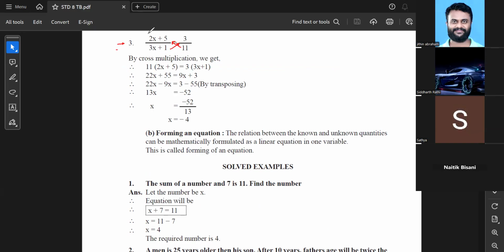So when 11 comes to the left hand side, it becomes multiplication over here. And 11 multiplied by 2x plus 5 on the left hand side is equal to 3 multiplied by 3x plus 1 on the right hand side.